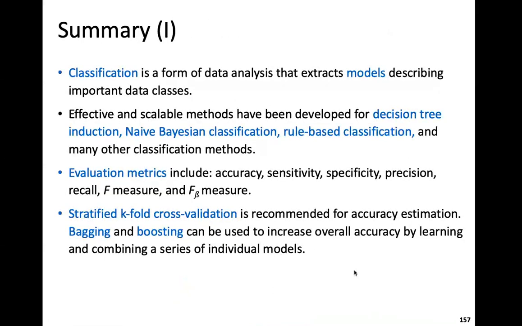So let me summarize that. We have seen an overview of these supervised approaches, classification approaches basically: decision tree, naive Bayes classification, rule-based classification, and the evaluation metrics we have discussed, and the k-fold cross-validation methods we have seen. Now I will switch over and show you some other kind of literature.